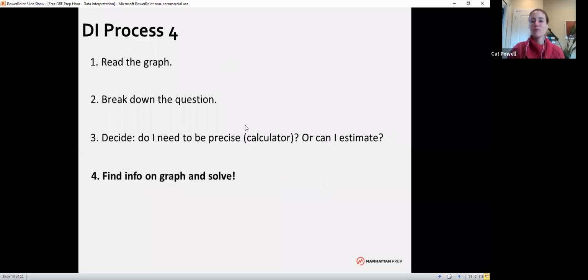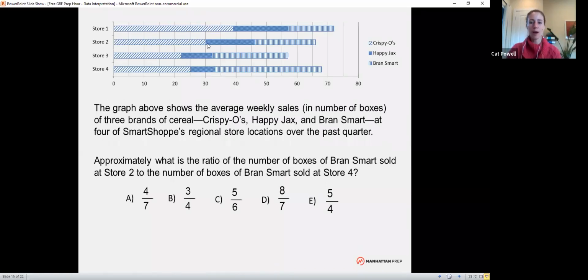Now I think we're ready. We've understood the graph, we've understood the question, we know how we're going to approach our calculation. Now I can actually go into the graph, pull out the information, and solve. So let's put the pieces all together. Here's the whole problem. Give you a minute or so to work on it, and then I'll ask you guys to chat in your answers.